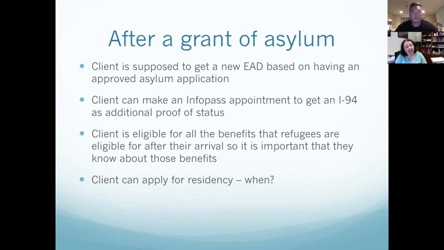And then after 1 year, the asylee can apply for a green card. So basically the asylum grant will say, as of this day, you have asylum. So 1 year from that day is the day that they can apply for their green card. And sometimes they'll come back to you and say, well, can I apply early? And you'll say, no, you can't apply early. You just have to apply on that 1-year deadline or after. Okay, next slide.